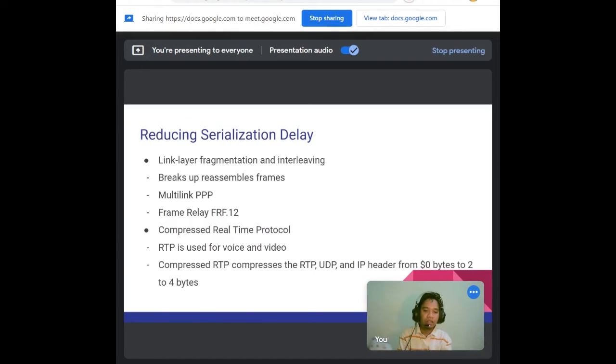After that is reducing serialization delay. First is link layer fragmentation and interleaving. Break up and reassemble frame, multi-link PPP, and also frame relay FRF.12. Compressed real-time protocol (RTP) is used for voice and video. Compressed RTP compress the RTP, UDP, and IP header from 40 bytes to 2 to 4 bytes.